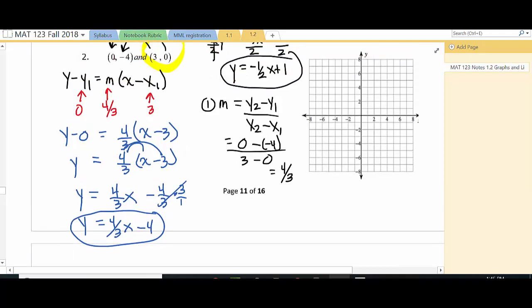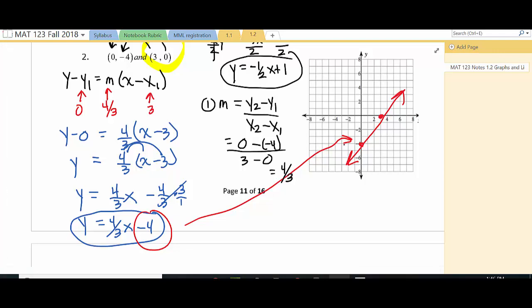And that will match what your graph looks like. So if you plotted these points, you would have 0, negative 4, and 3, 0, and you can tell that that y-intercept matches. That's the idea. Okay. Thumbs up, thumbs down, thumbs sideways.